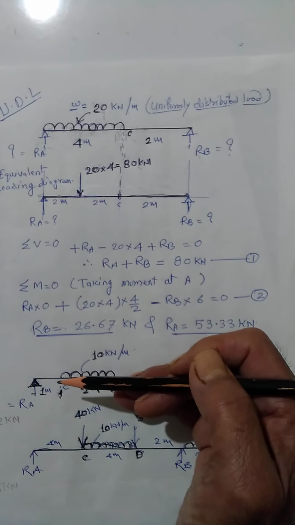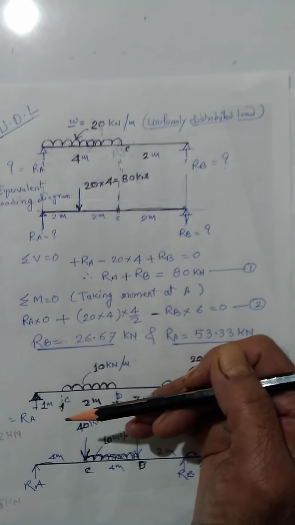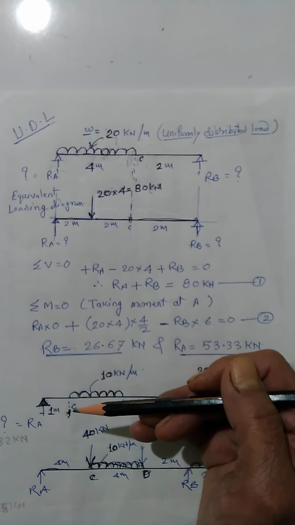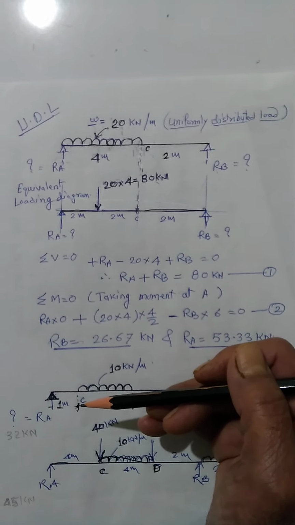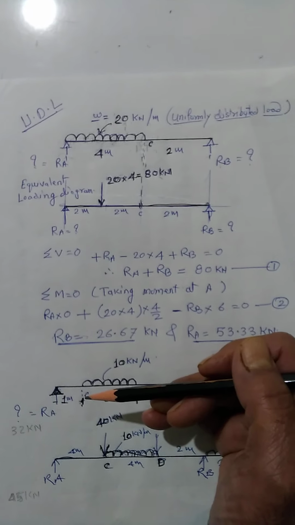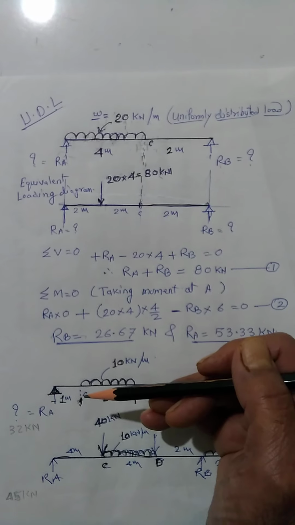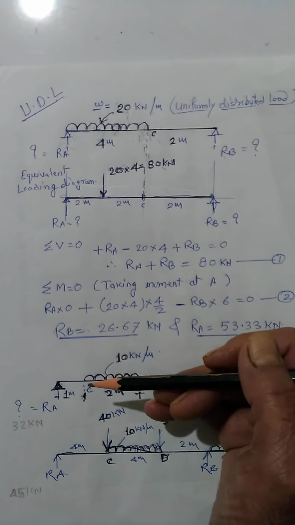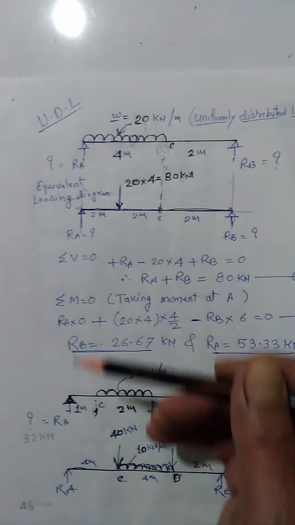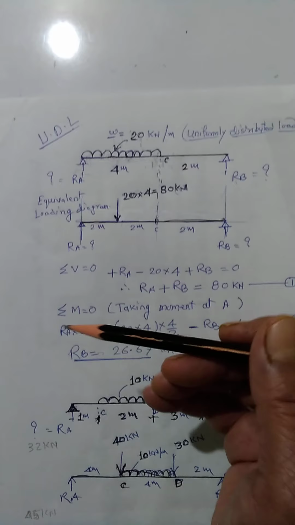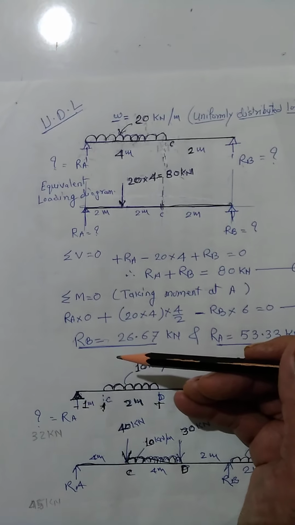Now, we have to find out the reaction for such a type of uniformly distributed load. One thing that you will know very well is that the load acts at its own center of gravity, or CG. Now, using that concept in mind, I am converting this whole load into a point load or a concentrated load, which is acting at its own center of gravity.